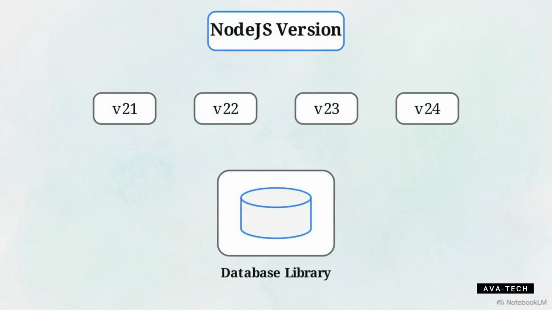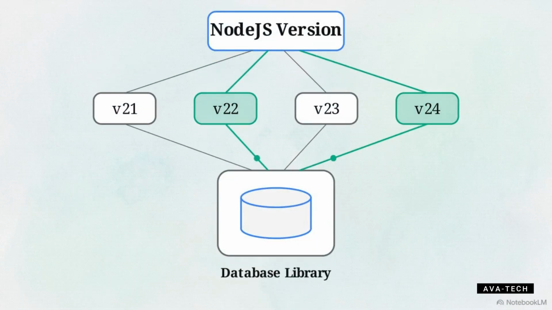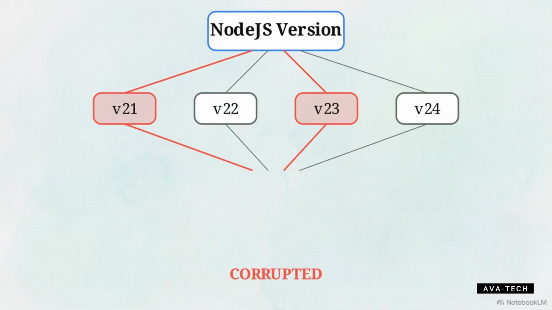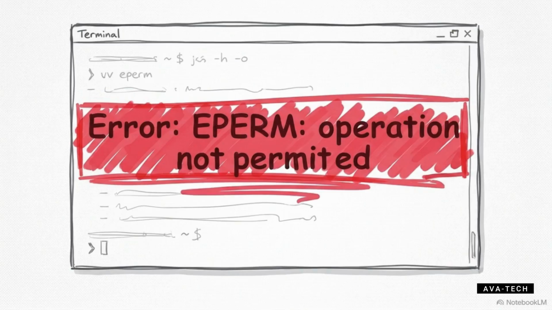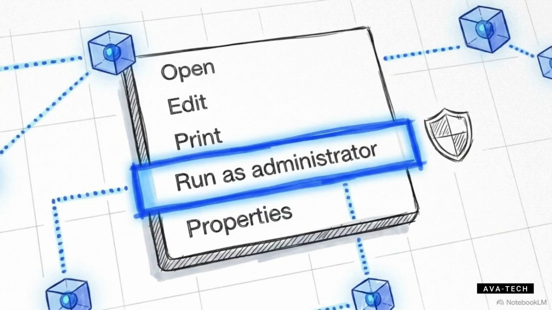This compatibility chart shows why your version number must start with 22 or 24. If you use version 21 or 23, it will silently corrupt the underlying database library, and the system will fail. With the right version confirmed, type npm install -g omniroute to install the package globally across your system. If you hit a red permission error while that runs, close the window, search for cmd again, and right-click to run as administrator. Running the exact same command will fix the error.